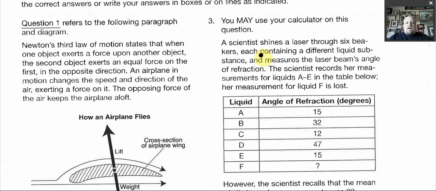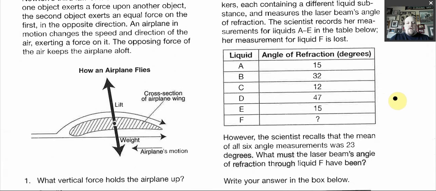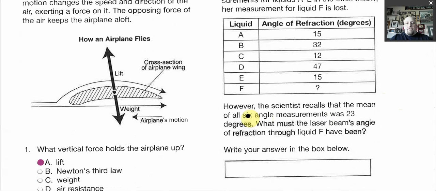So, a scientist shines a laser through 6 beakers, each containing a different liquid substance, and measures the laser beam's angle of refraction. So, basically how the light bounces off that liquid. The scientist records her measurements for liquids A through E in the table below. Her measurement for F is lost. However, the scientist recalls that the mean of all 6 measurements was 23 degrees. What must the laser's angle of refraction through liquid F have been?